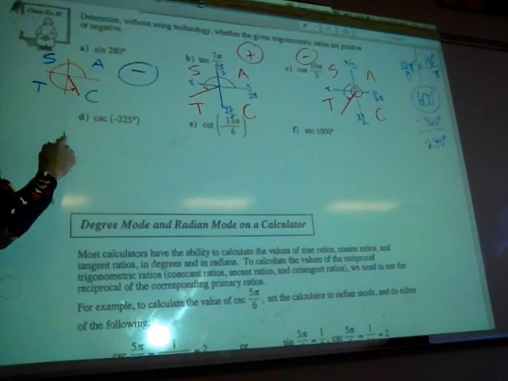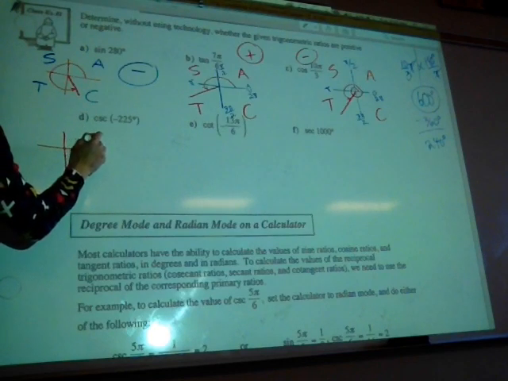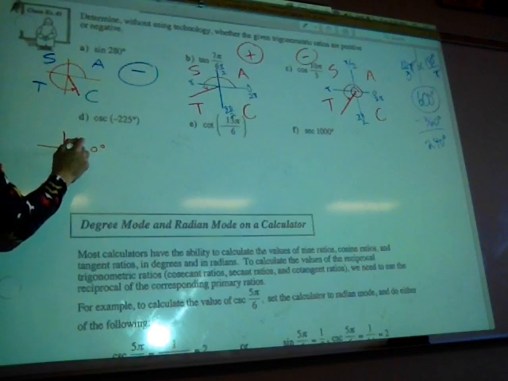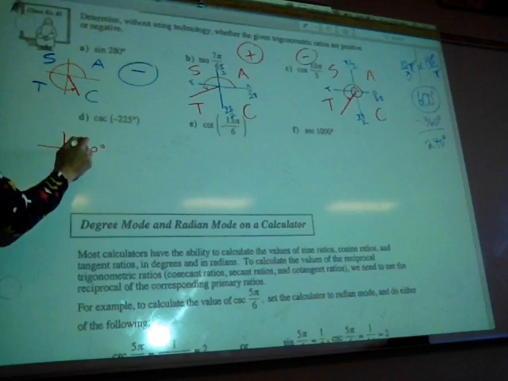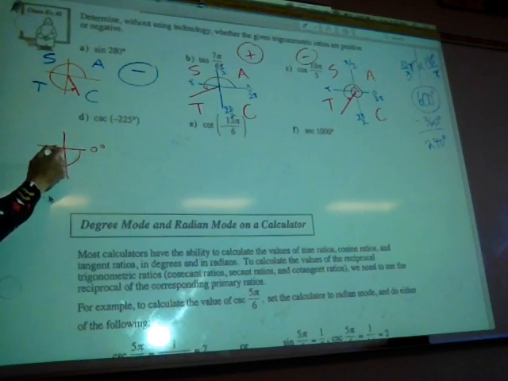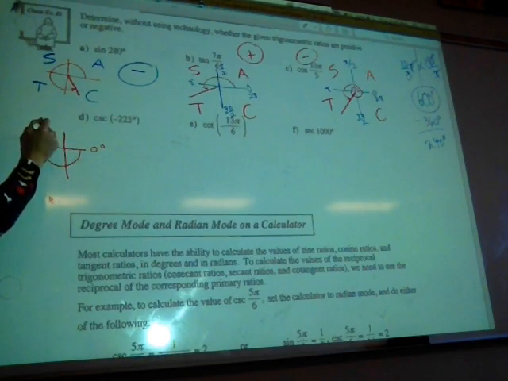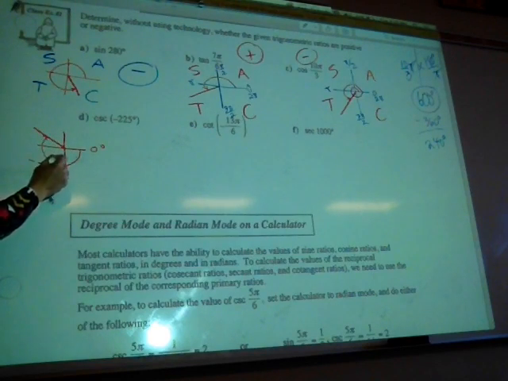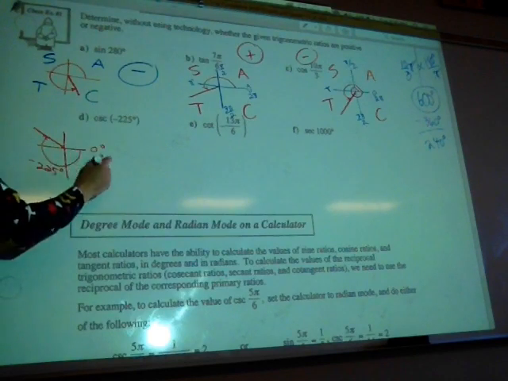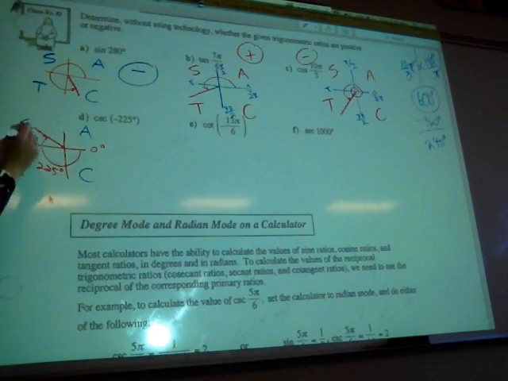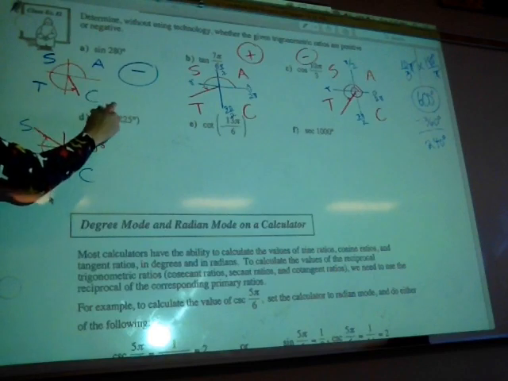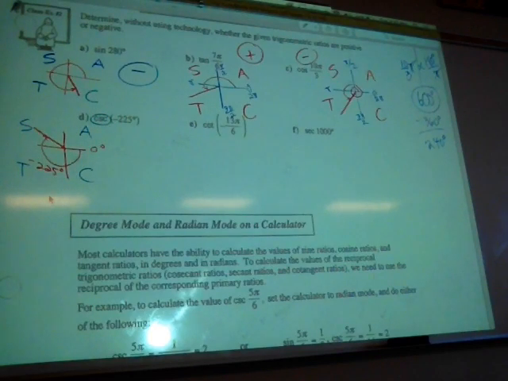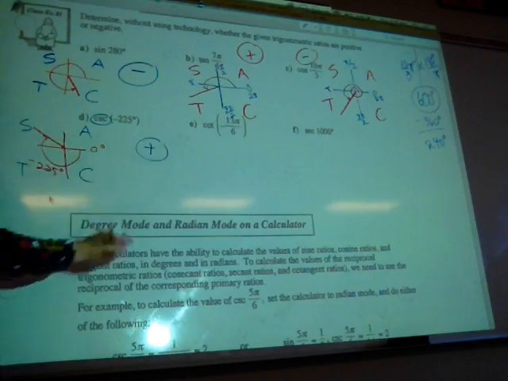Let's do this next one here. Starting at 0 degrees, and we're going negative, so we've got to go clockwise. We're at negative 90, negative 180, and we can stop at negative 225 degrees. So using our CAST rule, CAST, cosecant is the reciprocal of sine. So is it positive or negative? Positive. Good.